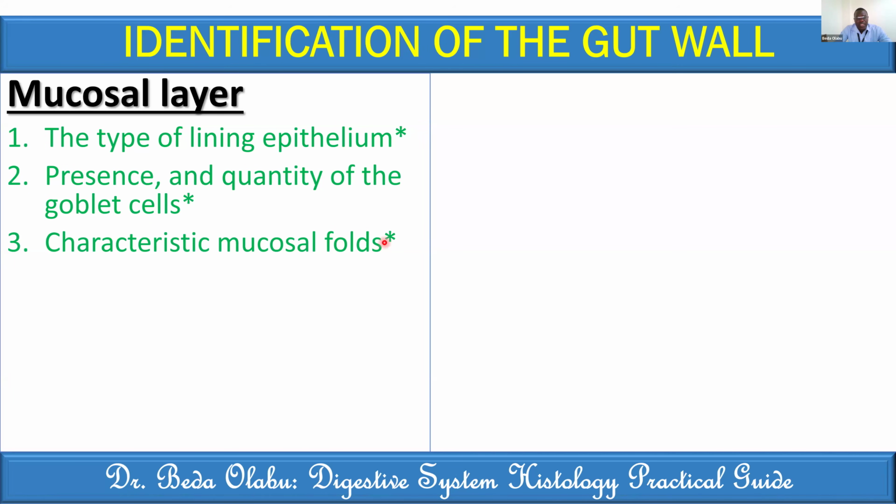You can look at the characteristic folds of the mucosa, and in particular, I want to emphasize on the villi. If you see villi, finger-like projections, you know you are in the small intestines. If you don't see villi, you are either not in the small intestine or you don't know how to see villi. So villi are characteristic features of the small bowel.